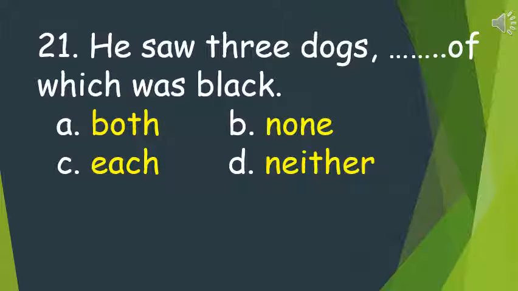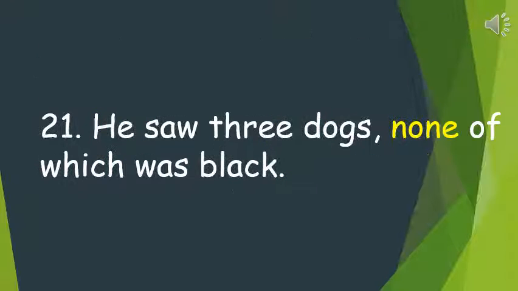He saw 3 dogs. Space of which was black. Both, none, each, neither. He saw 3 dogs. شاف 3 كلاب. None of which، ولا واحد في التلاتة دولت was black. None.